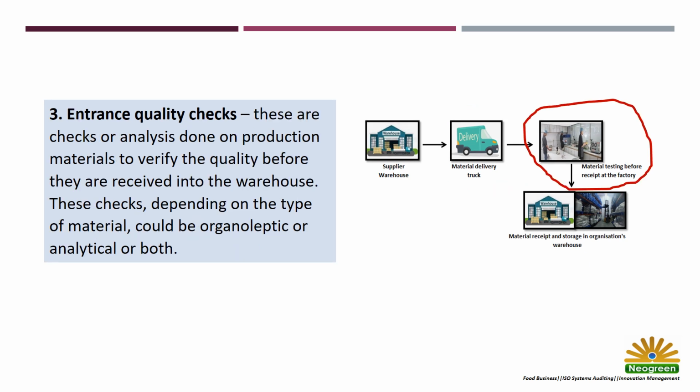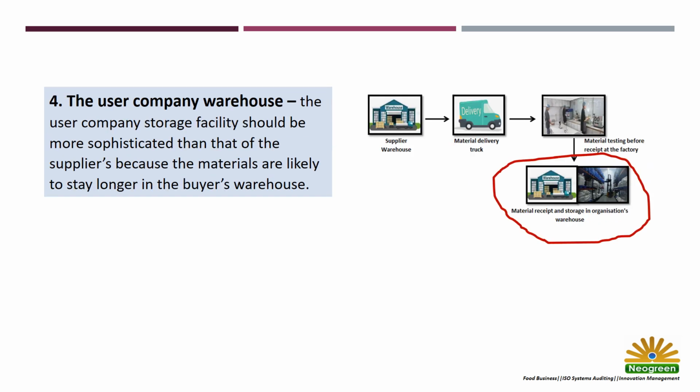3. Entrance quality checks. These are checks or analysis done on production materials to verify the quality before they are received into the warehouse. These checks, depending on the type of material, could be organoleptic or analytical or both. 4. The user company warehouse. The user company storage facility should be more sophisticated than that of the suppliers because the materials are likely to stay longer in the buyer's warehouse.